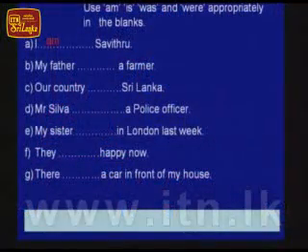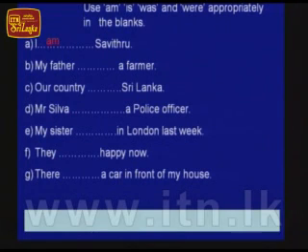Then again we go on to another sentence. My father a farmer. That sounds wrong, isn't it? Something lacking. Can I say my father is a farmer? There, you're correct, because my father is singular, so you use is. So here you use my father is a farmer.